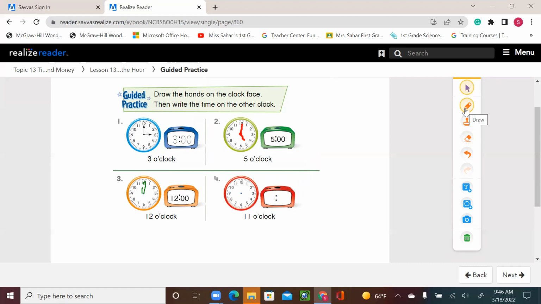Now, number 4, 11 o'clock. That means the short hour hand toward 11 and the minute hand to 12. So this is the minute hand, and that's the hour hand, the short one. And the time is 11 o'clock. Let's write 11, and I put the 2 zeros to write the number in a digital clock.